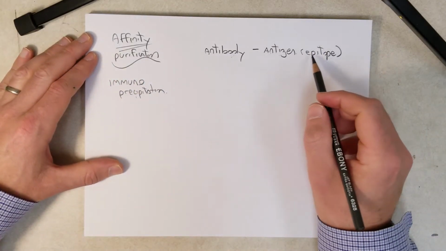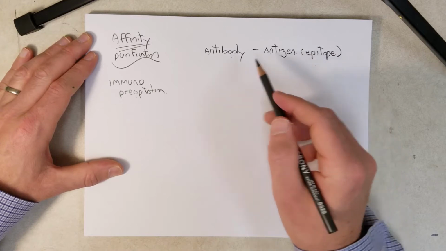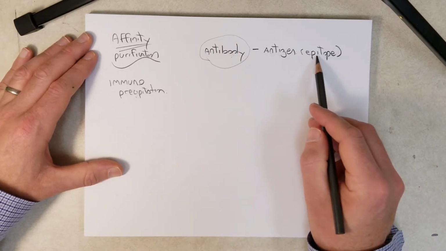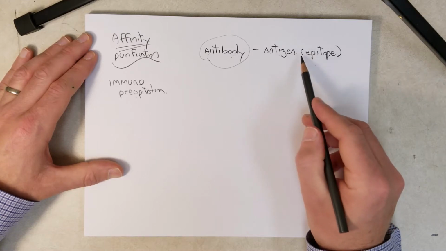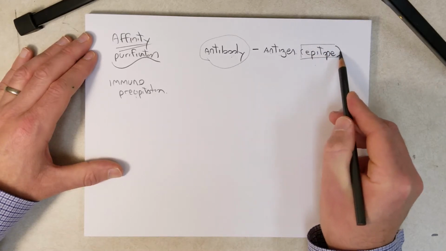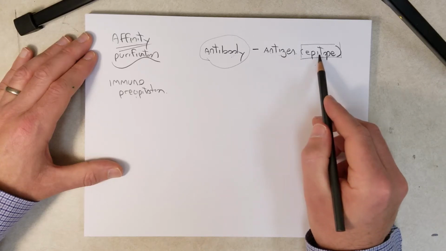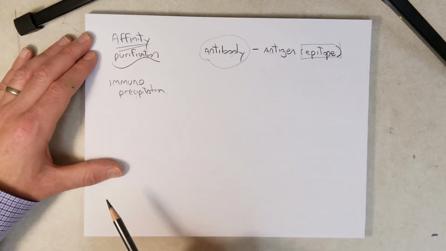And so what we can do is use an antibody and tag a protein that we want to purify with the epitope that corresponds to this antigen here. And then that will allow us to purify the protein.